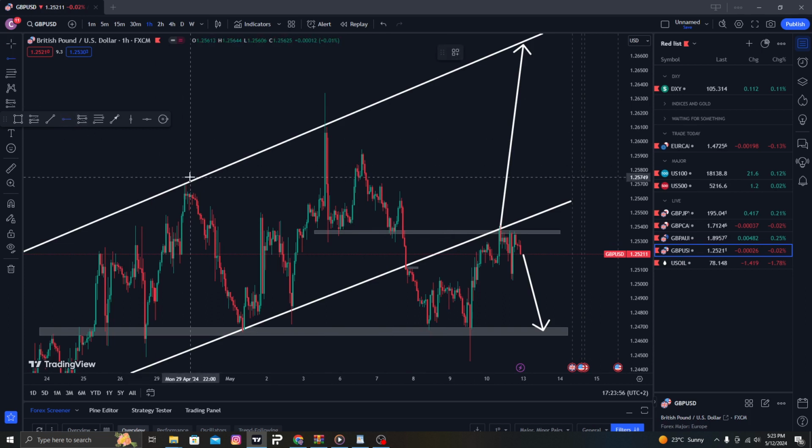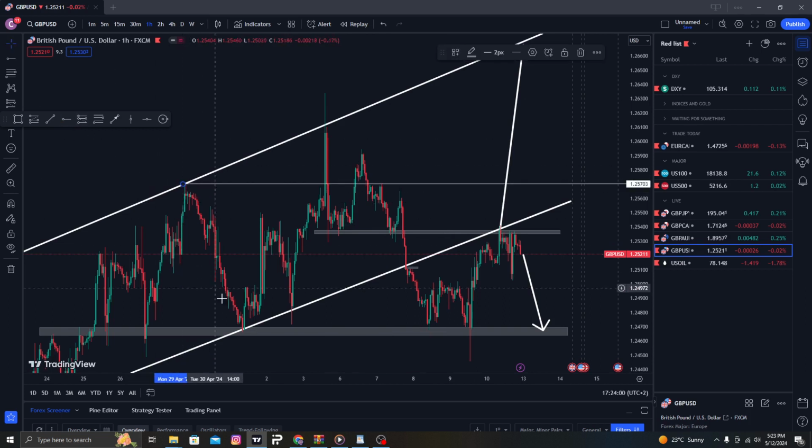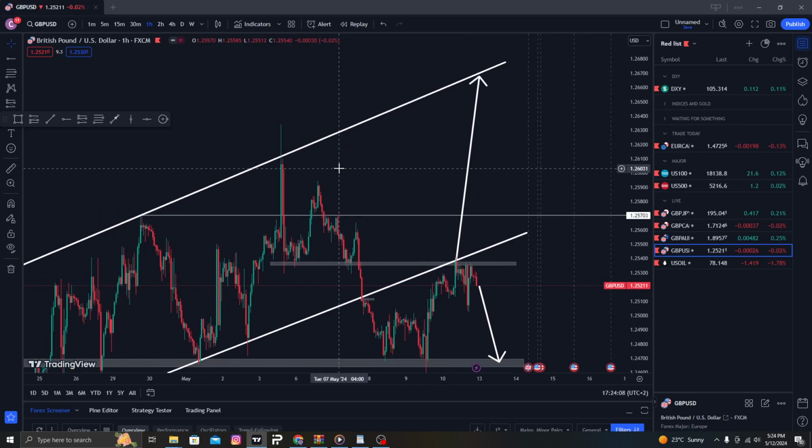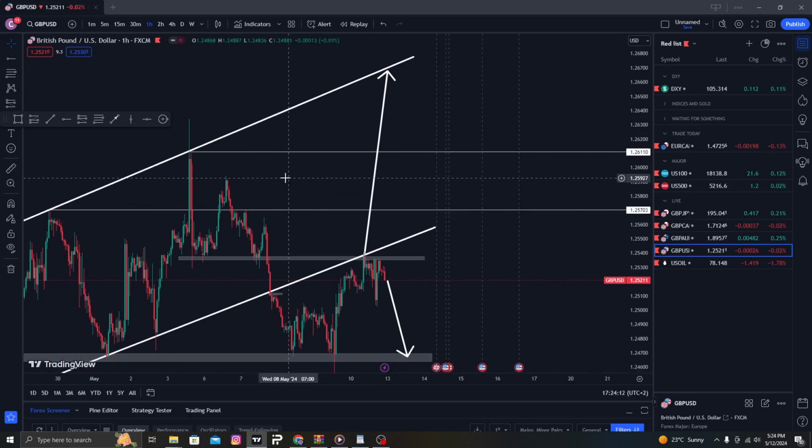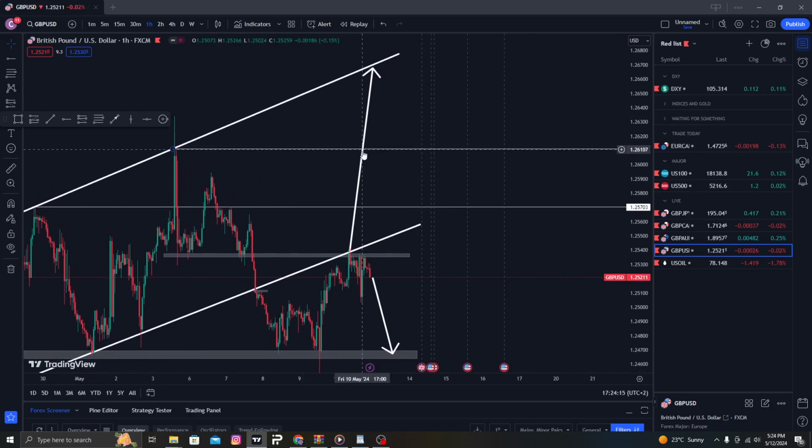So for me, I'm already seeing a level here. There's a level here, right? One, there's a touch here, price reversed. There's a second touch here, price reversed. That's my first level, right? My second level is this one here. That's my second level that can stop my price from going up here.